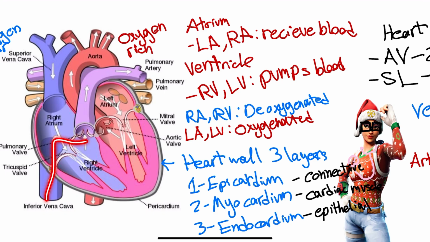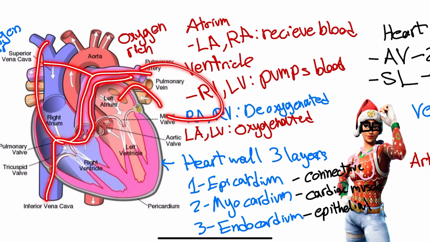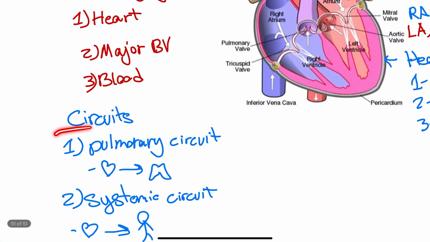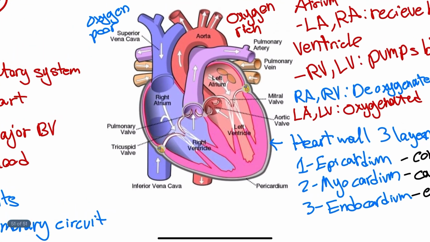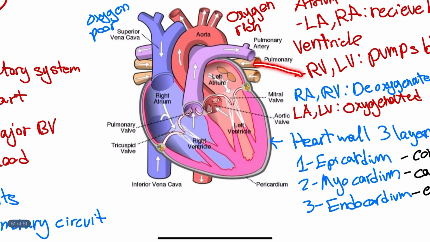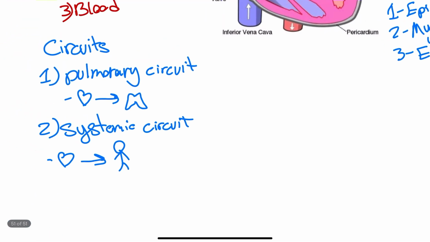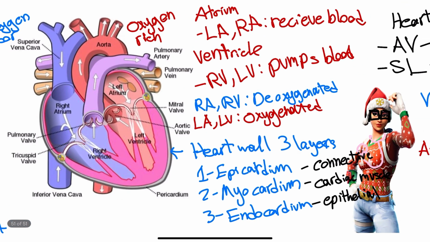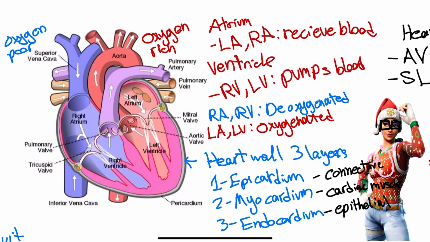Now, this system right here, the one that takes the deoxygenated blood into the lungs and oxygenates it, that is the pulmonary circuit. And the system where it takes the oxygenated blood from the lungs and shoots it into the body, that is the systemic circuit. So everything's connecting now, huh? And that is basically how your heart works.